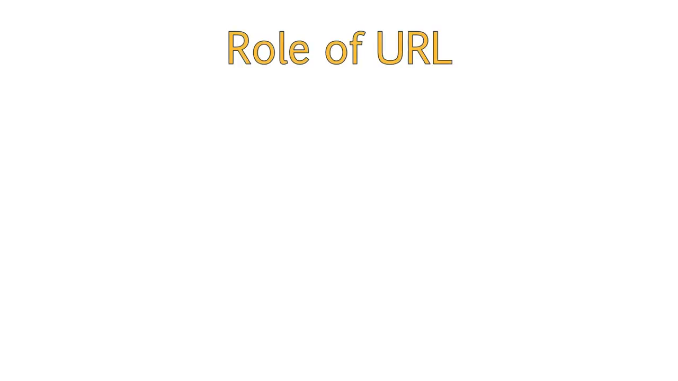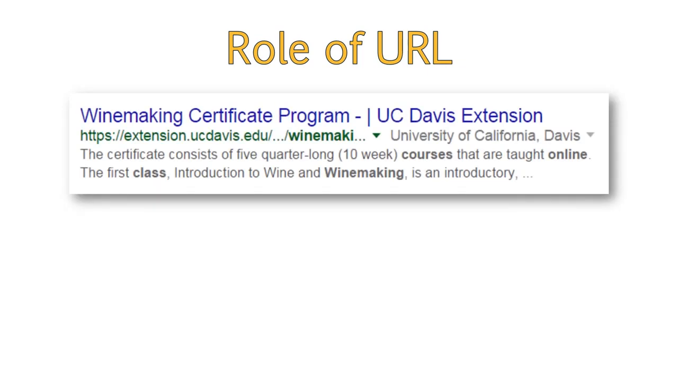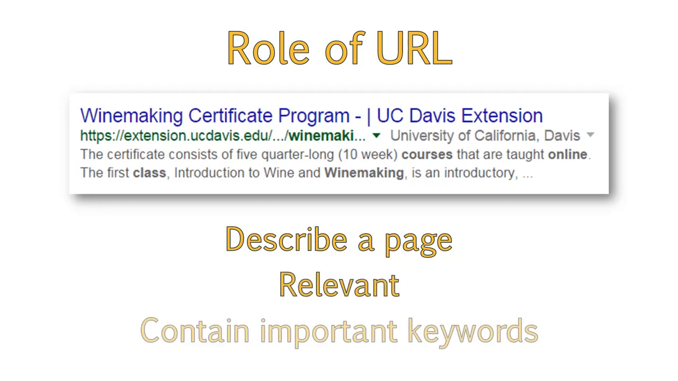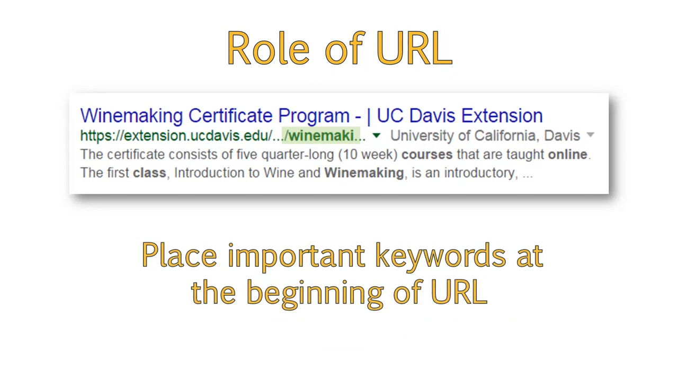A URL is basically an address that loads a particular site or document. URLs describe a page to both visitors and search engines. Like important metadata elements, the URL should be relevant and contain important keywords while remaining brief. Also note how the keyword winemaking in the URL has been bolded. The URL is cut off due to character limits, but ideally, it's a good idea to place important keywords as close to the beginning of your URL as possible.